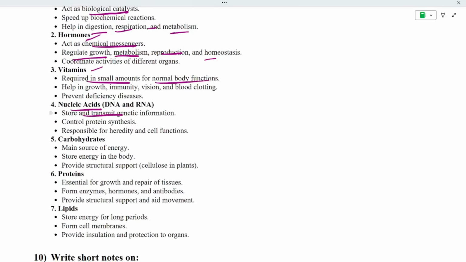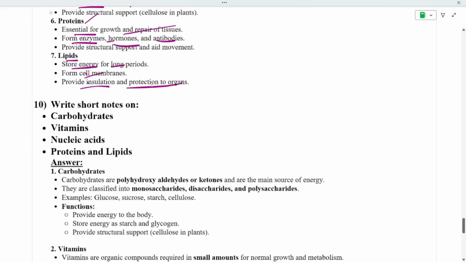Nucleic acid also we have discussed. Store and transmit the genetic information. There are two types, RNA and DNA. Carbohydrates, main source of energy, store the energy. Proteins also, it is essential for growth and repair. It forms the enzyme, hormones and antibodies. Lipids, they store the energy for longer periods. It forms the cell membrane. Next is it provides the insulation and protection to the organs.